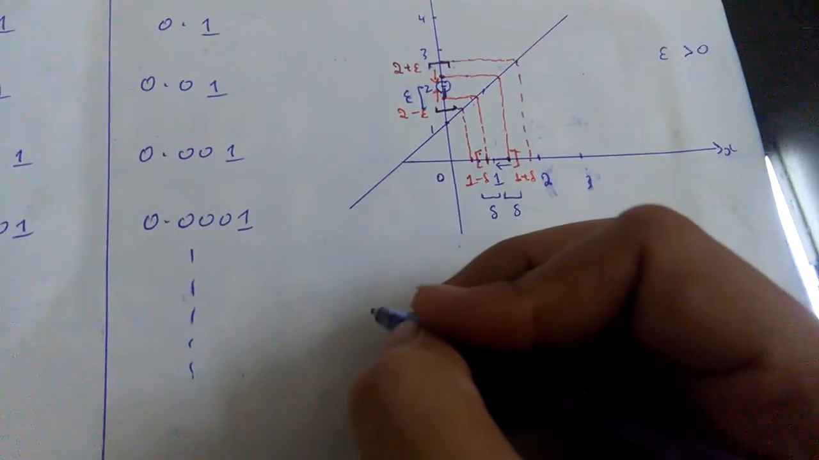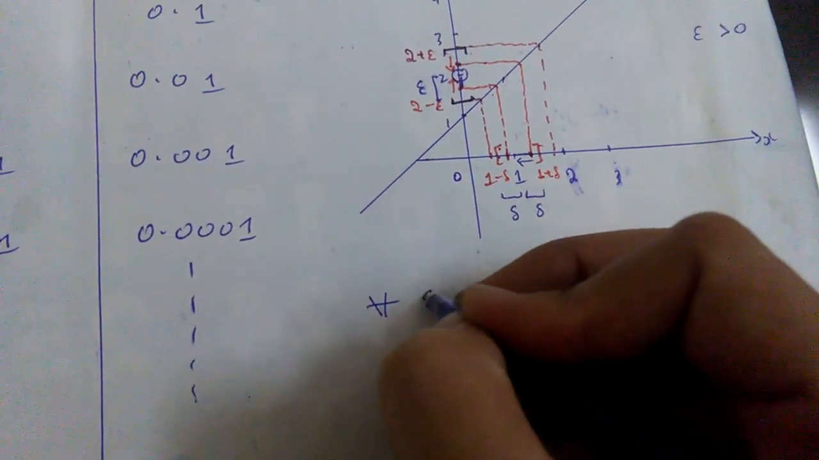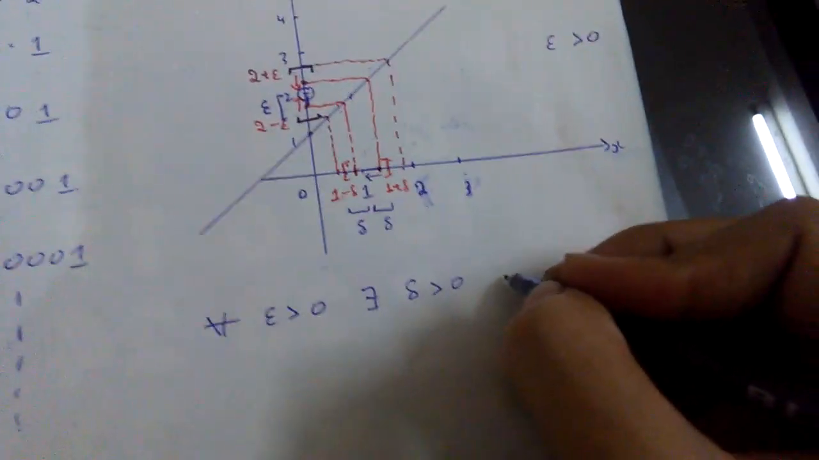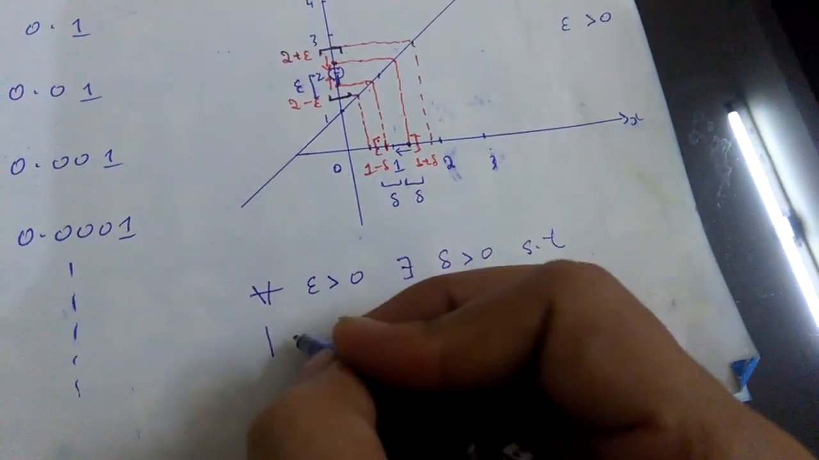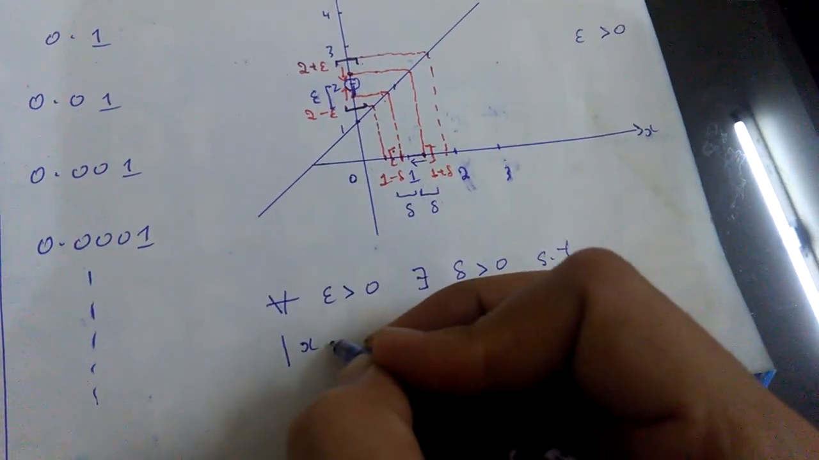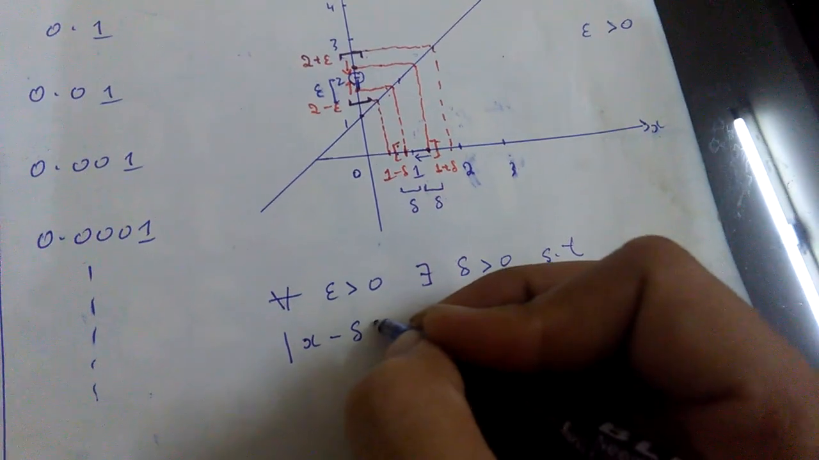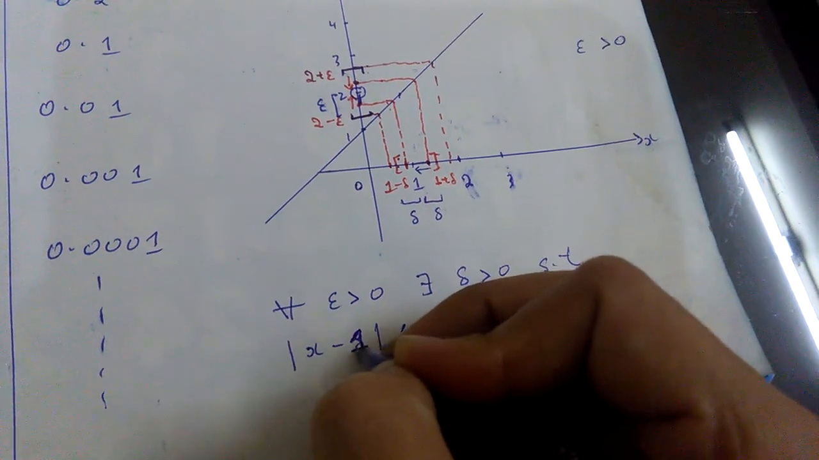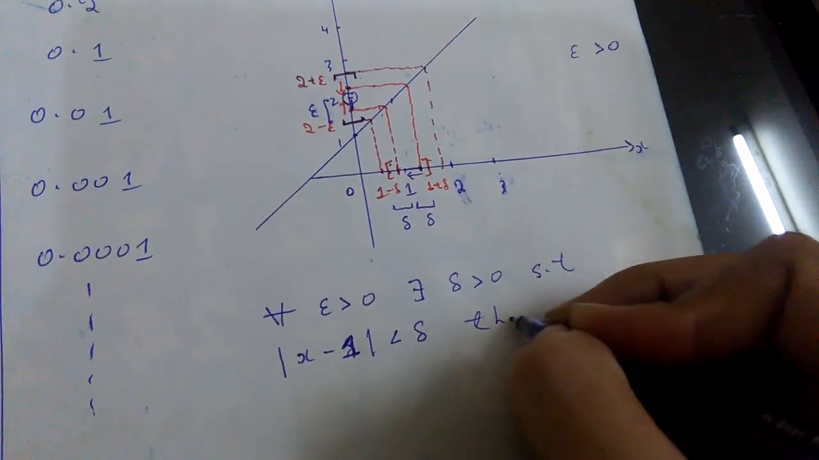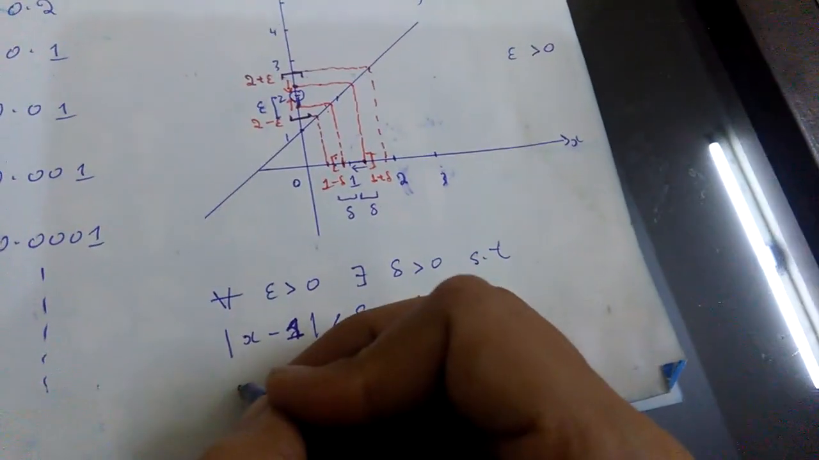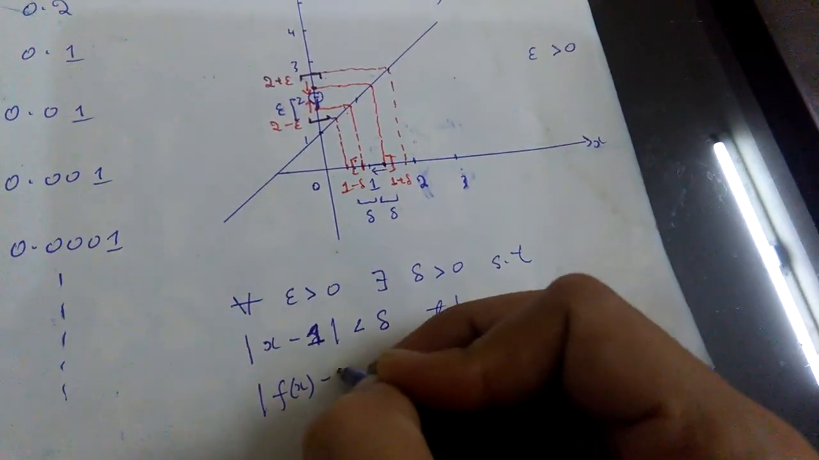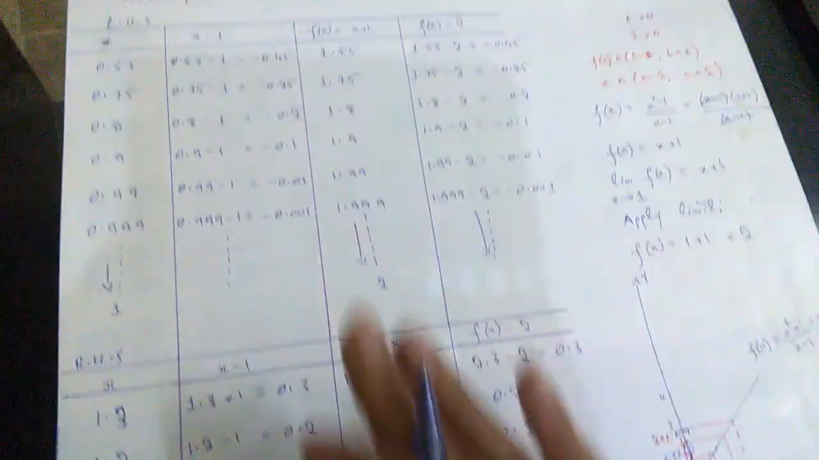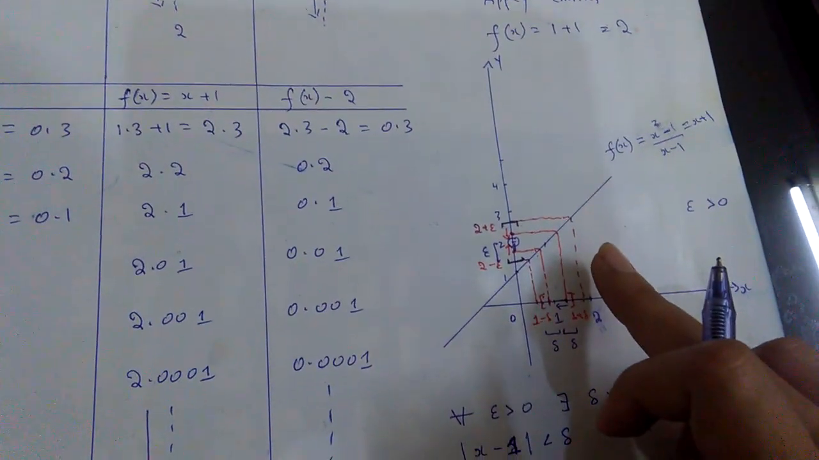So we can write over here that for all epsilon which is positive, there exists a delta which is also positive, such that if the distance of our x from 1 is less than delta, then the distance of our f of x from 2 is going to be less than epsilon. This thing is getting satisfied here manually as well as geometrically, okay?